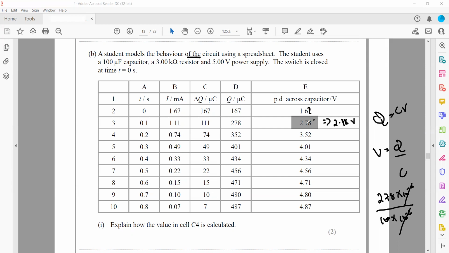So as you can see, this is the voltage across the capacitor, and the voltage of the supply is not the same as the maximum voltage across the capacitor, because some of the voltage drops across the fixed resistor which was present in the circuit.